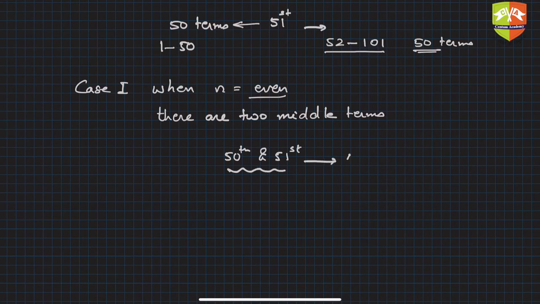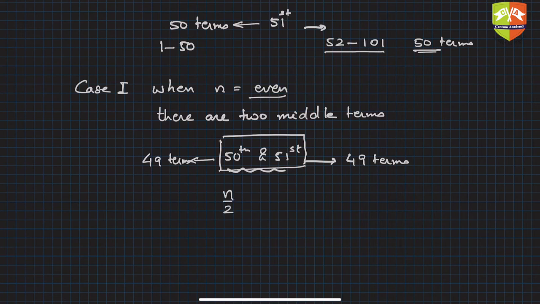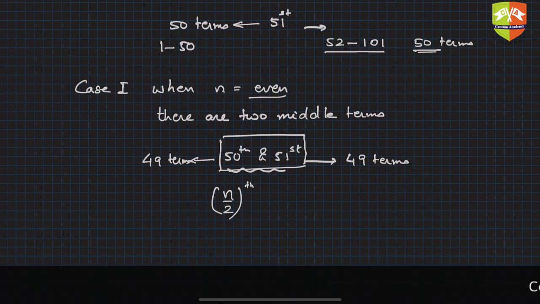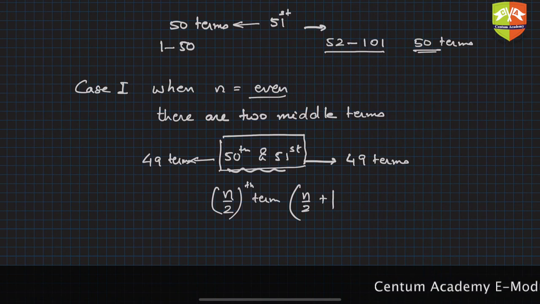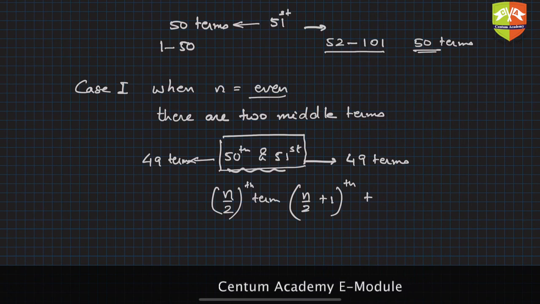then on this side also there will be 49 terms, from 52 to 100, and on the other side also there are 49 terms. So in a way these two will be the middle terms. So how do we generalize? We say that the n by 2th term and the n by 2 plus 1th term, these two are the middle terms.